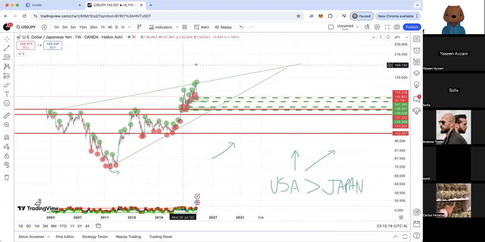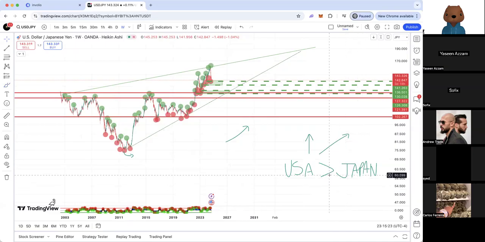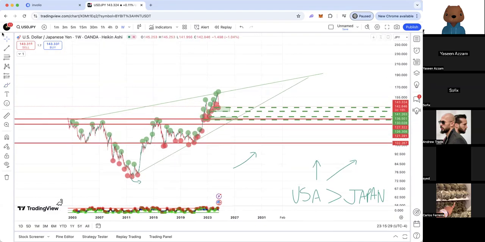It's mind blowing, but that's kind of why the trend is going up. Just to summarize: USA is greater than Japan, and the US dollar versus the Japanese yen is going up. That's what we're looking at here. That's the trend. But when you look at the trend, you ask, what happened at these points? Price pumped. And what happened at the resistance? The price dumped. And what happened here? The resistance became a support.